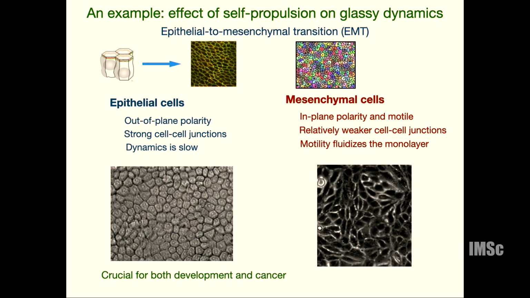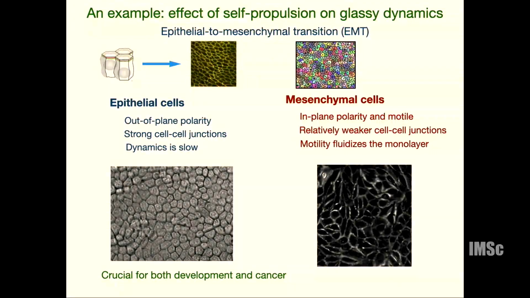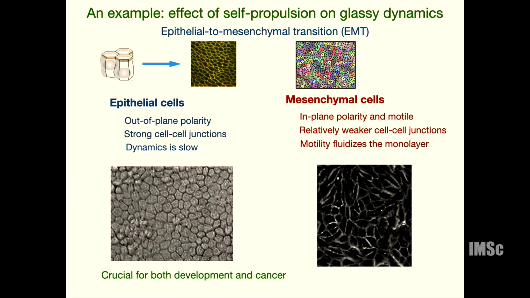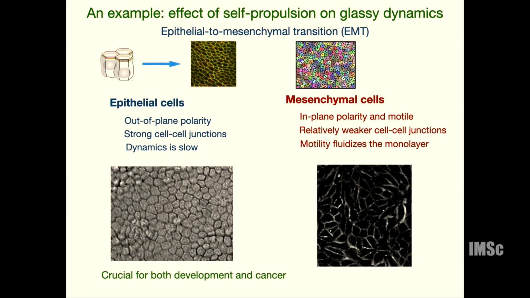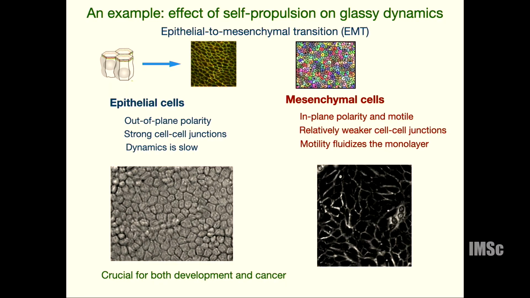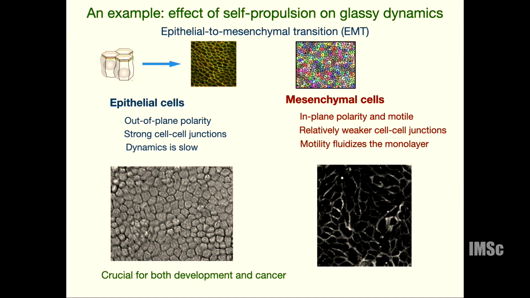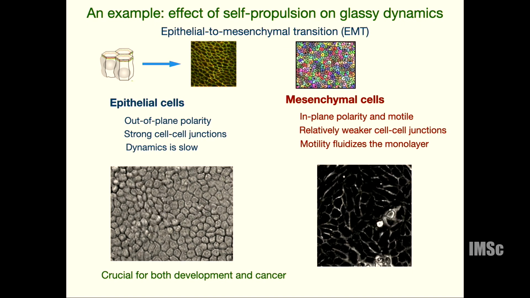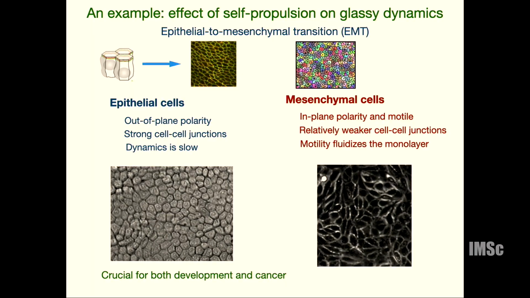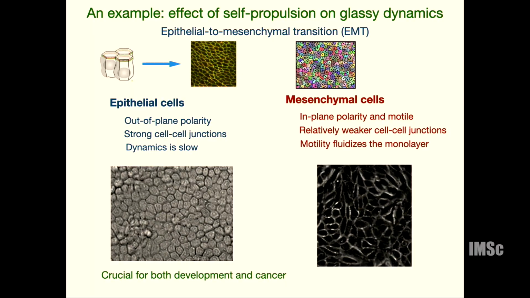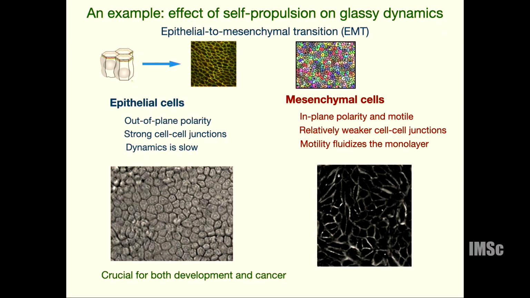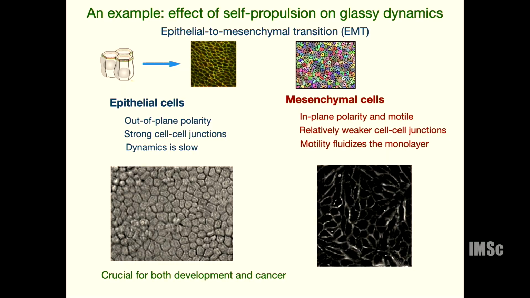So let me give one concrete example that we are also interested in in our group, where activity is quite crucial for the glassy dynamics, and this is known as the epithelial to mesenchymal transition, EMT. The epithelial monolayer is the healthy monolayer, a cell monolayer which is confluent, that is, cells entirely occupy the space and there is no cell-cell gap. We are looking perpendicular to the monolayer, and those cells have out of plane polarity. So these cells have this type of polarity where we are looking from the top.